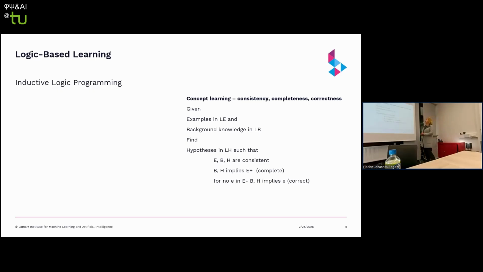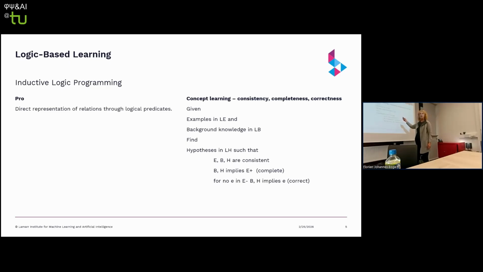And the background knowledge and the hypothesis together imply the positive examples, and there is no negative example such that it is implied by the background knowledge and the hypothesis. So that is the consistency thing, and we have the completeness. Everything must be derivable that is to be derived, and nothing in the correctness is nothing can be derived which is not. Okay, so that is a simple definition of the learning task in inductive logic programming.